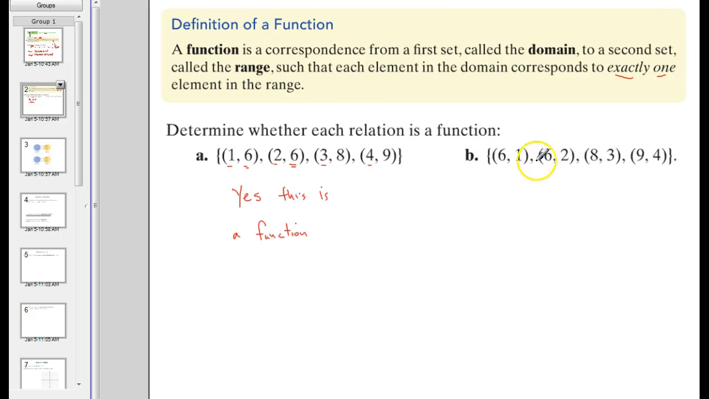Alright, now B, on the other hand, we see we have a repeated member of the domain. So this 6 shows up more than once. Okay, so if you look again, each element in the domain should correspond to exactly one element in the range. Here, 6 corresponds to 2 different elements in the range. So this does not fit the definition of a function.